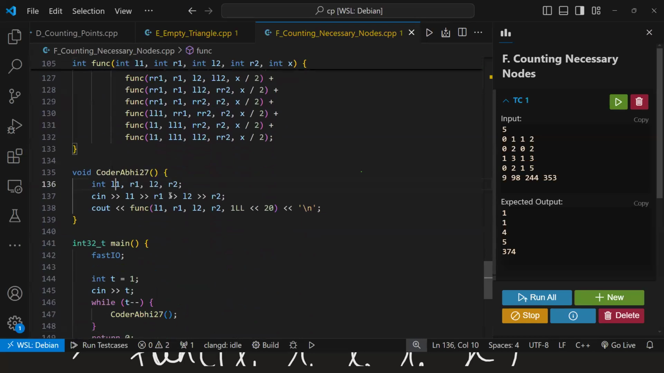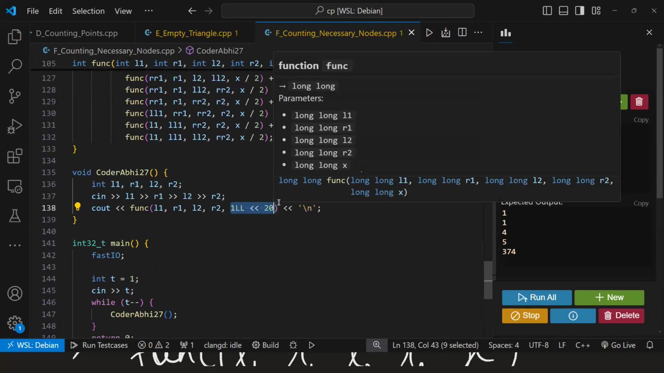Okay, so what I'm doing here, I have just created the function which I'm just calling and printing. This function returns me the maximum number of squares required for L1, R1, L2, R2. I'm starting with the maximum square size I can have, which is 2 to the power 20. I'm starting with x equal to 2 to the power 20.